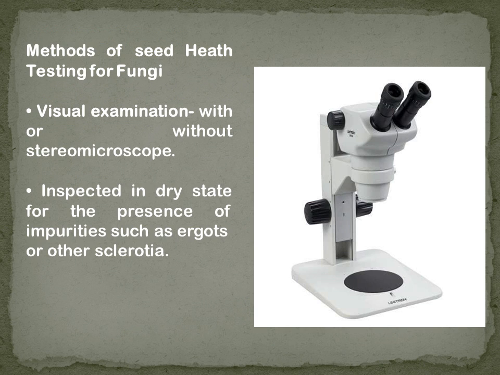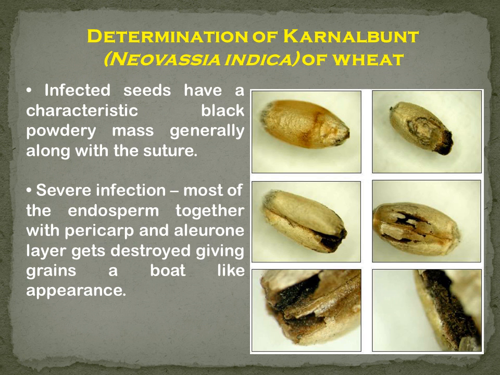So how are we going to detect fungi in seed health testing? Simple, by visual examination with or without a stereo microscope. This is very simple. Take the sample and just see under the microscope, examining the dry seeds for the presence of impurities such as ergot or other sclerotia.